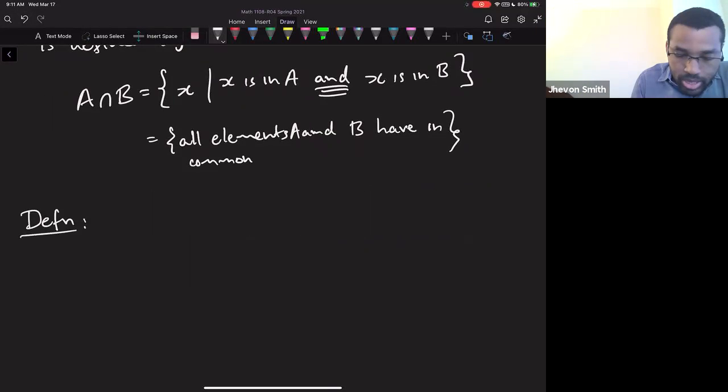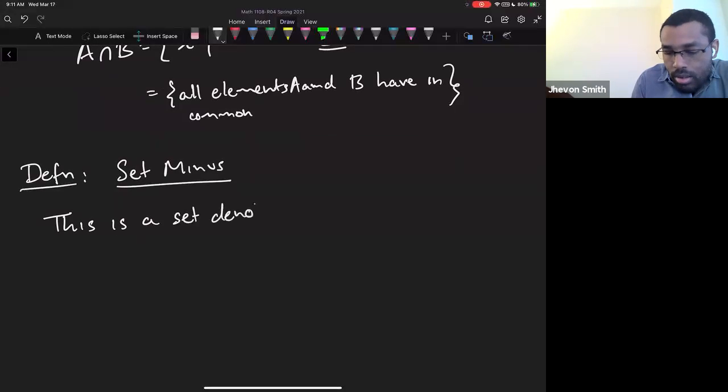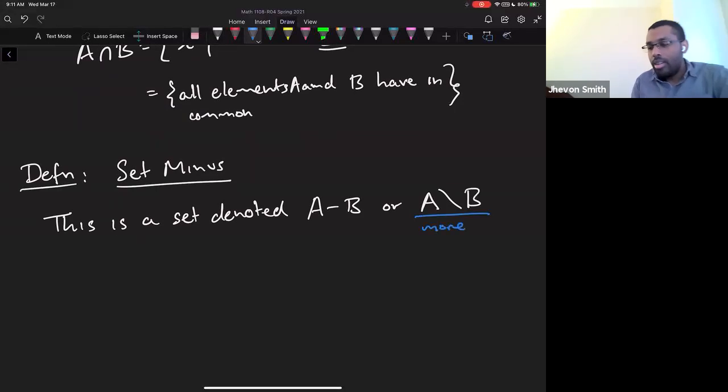Definition, we want to define the set minus. This is a set denoted A minus B, or A slash B, like that. This is more archaic. Very few people use it. Like only the old school classical guys use that now. This backward slash, this guy was classically trained. He's probably from Oxford or something, right? So yeah, more archaic. We don't really use this anymore. We just use the minus sign.